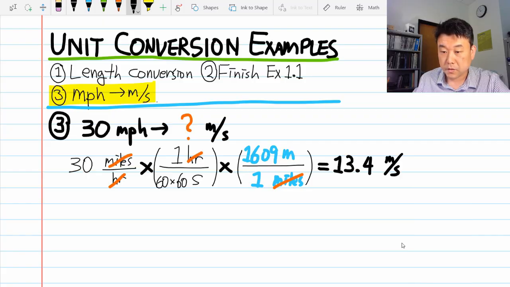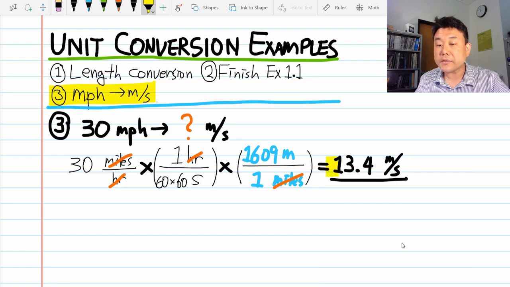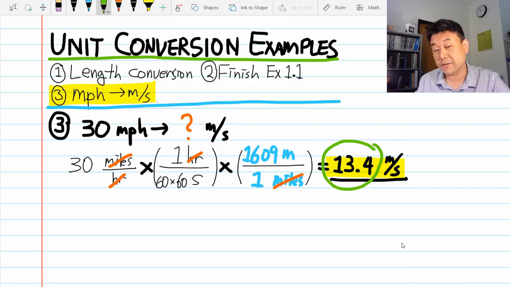13.4. So this is a fairly accurate, exact conversion. 30 miles per hour is 13.4 meters per second. Now, there's a quicker way to do this calculation so that you can do it in your head. This 13.4 is very close to 15. If it were 15, then we would be saying 30 miles per hour is 15 meters per second. It's a simple division by 2.